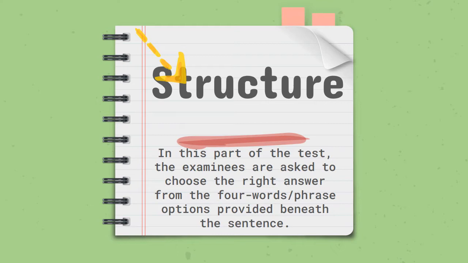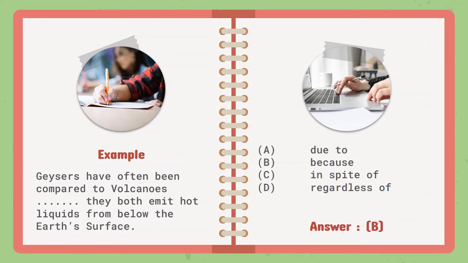In this part of the test, the examinees are asked to choose the right answer from the four words or phrase options provided beneath the sentence. For example, geysers have often been compared to volcanoes, blah blah blah, they both emit hot liquids from below the Earth's surface. And the options are A, due to, B, because, C, in spite of, and D, regardless of. So which one is the best answer? Okay, the answer is B.